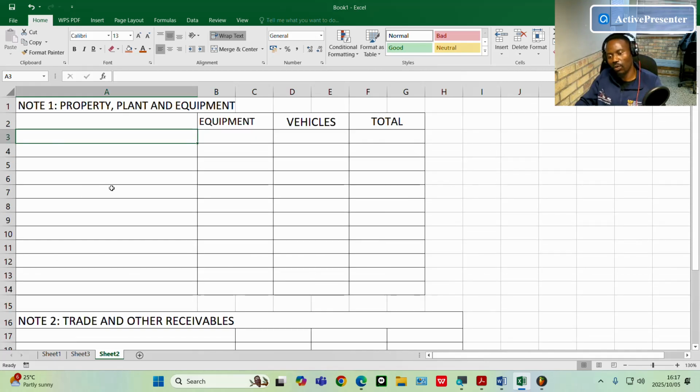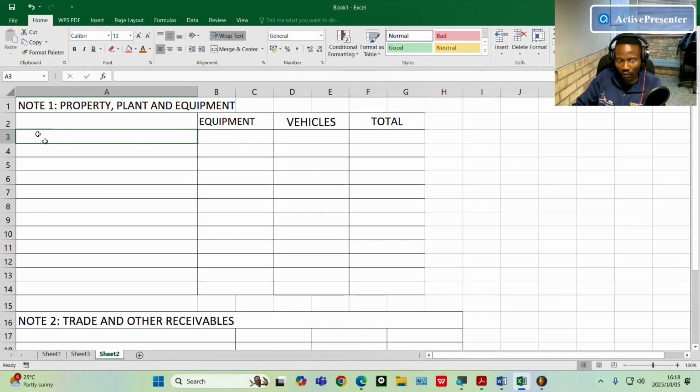Okay, so to attempt these notes, you obviously have to know the format by heart. So the most important thing is knowing the format. Once you know the format, then it will be easier to slip in the amounts. All right. So obviously we're going to be starting with the property, plants, and equipment note.